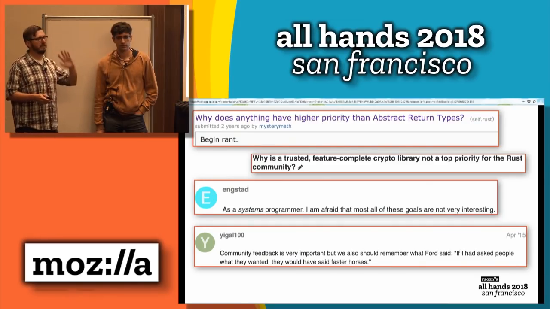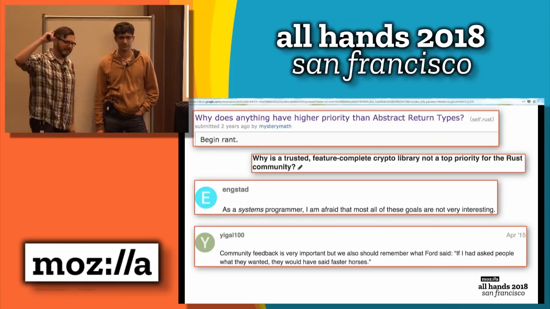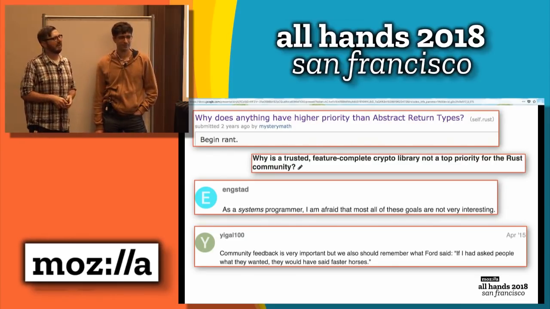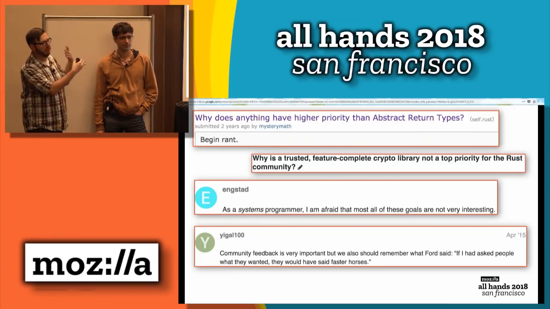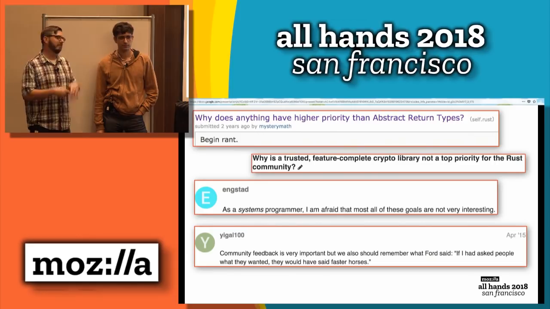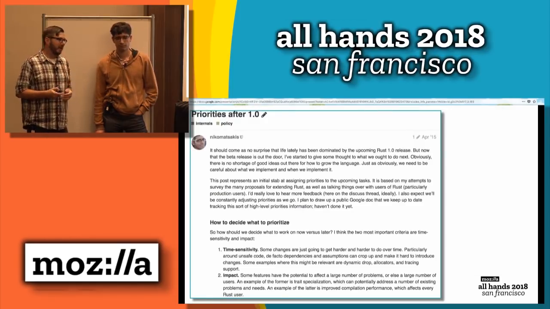This is just a tiny smattering of posts that were going around at this time. And I love these posts. This is very typical, right? Somebody comes in and they're like, why is this entire project not focused on my #1 priority? I don't understand. And of course, then there are posts of the same type arguing for a completely different priority. And it was kind of a mess. So I'm going to pick on Nico again.